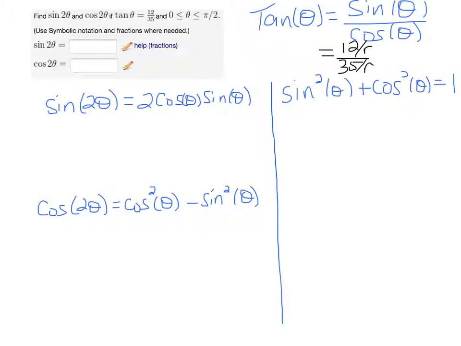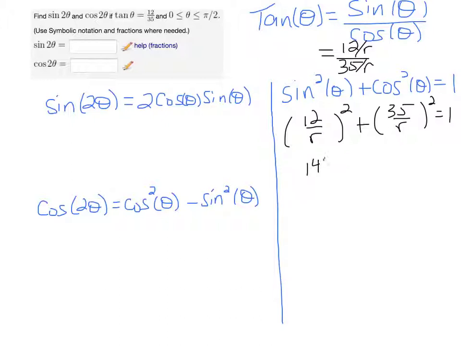Alright, so let's plug these in. When I say plug this in, what I mean is that the sine theta is equal to 12 over r, and the cosine of theta is equal to 35 over r. Sine squared of theta is really the sine of theta squared, which is 12 over r squared, plus the cosine of theta squared, 35 over r quantity squared, equals 1. And now I have an algebraic equation that allows me to solve for r.